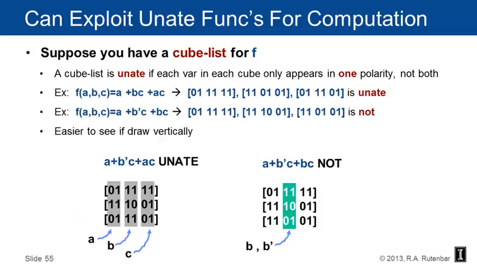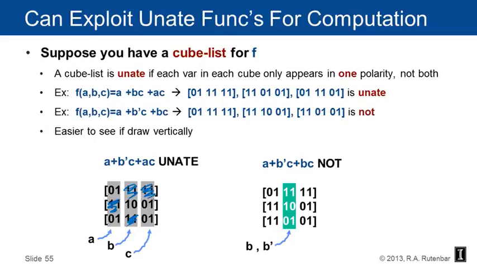First, let's just convince ourselves that it's not hard to check. So suppose you have a cube list for f. A cube list is unate if each variable in each cube only appears in one polarity, not both. We don't care what polarity, just one polarity. So this function that I'm showing on the top is unate, and the function that I'm showing on the bottom is not. And it's much easier to do visually if you put them vertically and just ignore the don't cares. So I'm just going to cross out all the don't cares here.